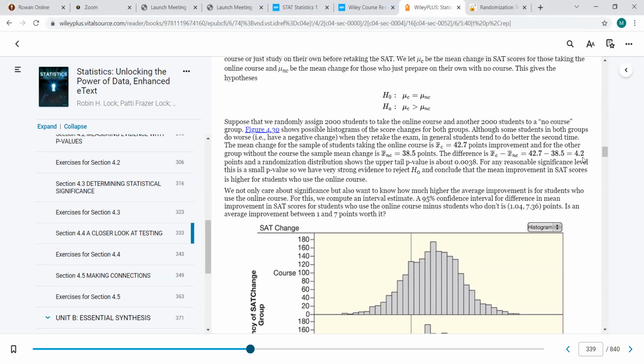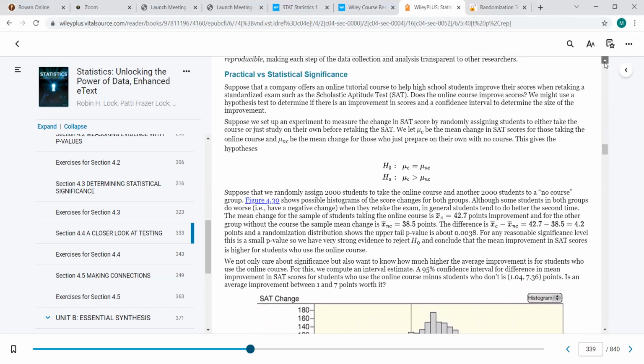I don't know about you, but I probably wouldn't spend $1,000. I just wouldn't. Even if the p-value says, in this case the p-value is 0.0038 in this test, that the alternative hypothesis is true, right? I'm getting a statistically significant result by taking this course. But is it practically significant? And the answer is probably no.